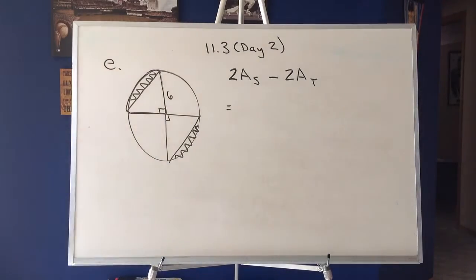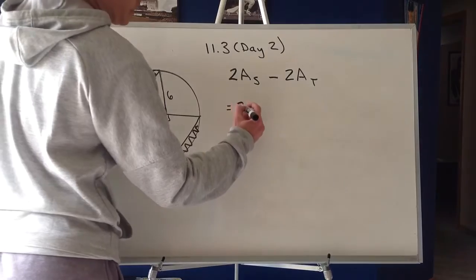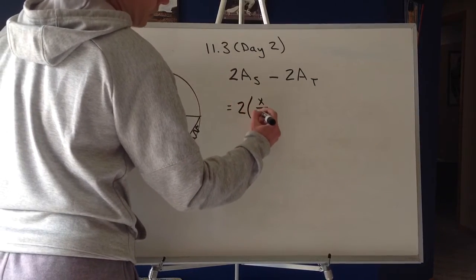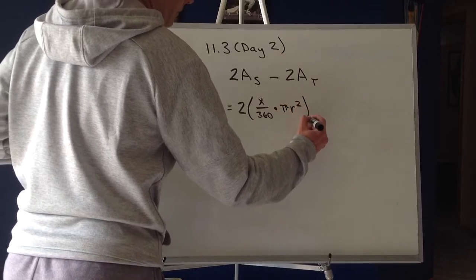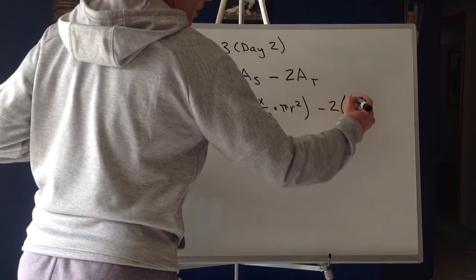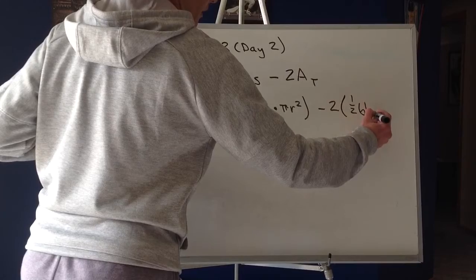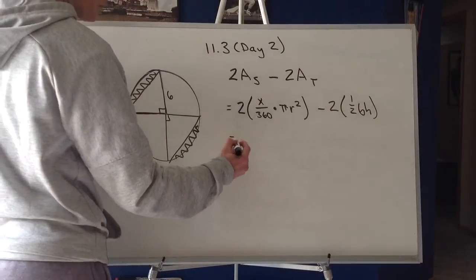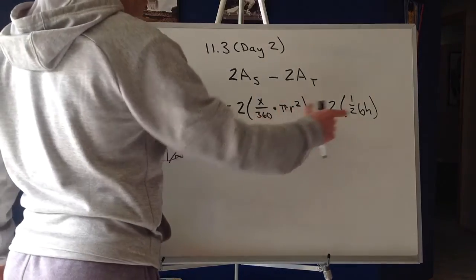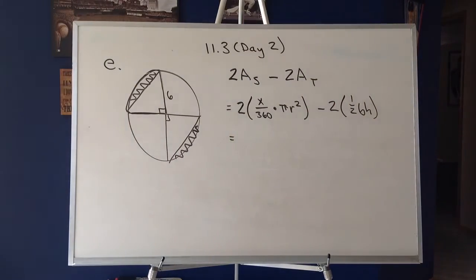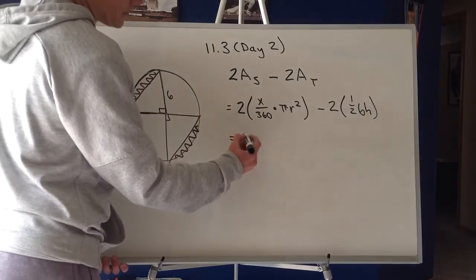Okay, so area of a sector is x over 360 times pi r squared. Area of a triangle is half base height. This time I did keep the 2 on the outside. For me, it just helps because these formulas have a little more to them to kind of keep things separate. Okay, so let's go ahead and plug in our pieces.